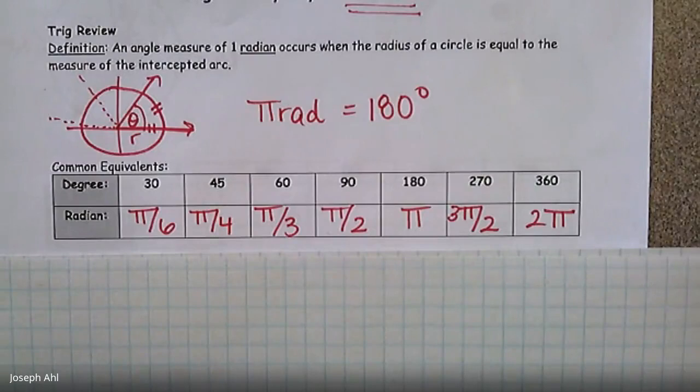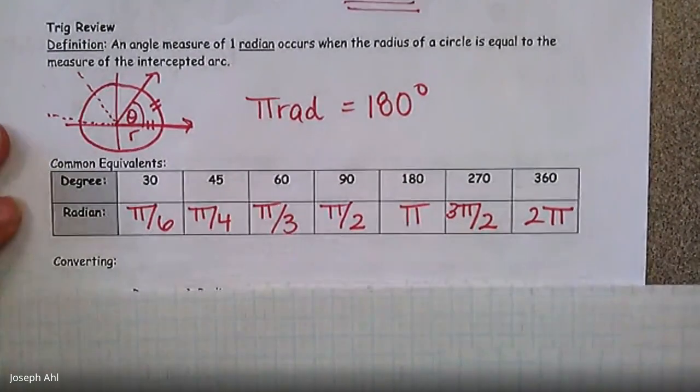I'm hoping that, again, these are common radian equivalents that we would just know. If I said 60 degrees, you know it's pi over 3. If I say 30, you know it's pi over 6. These are ones I want you to be super familiar with and just be able to tell me at a moment's notice. Okay.